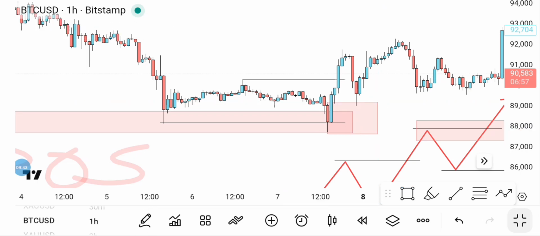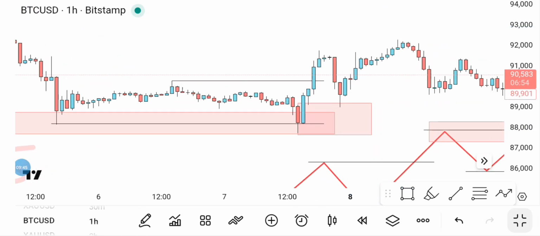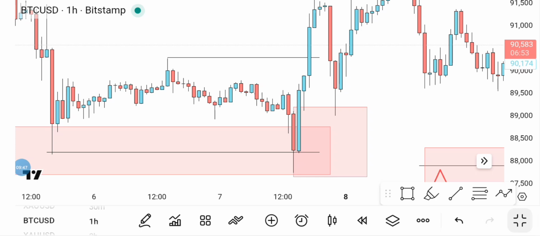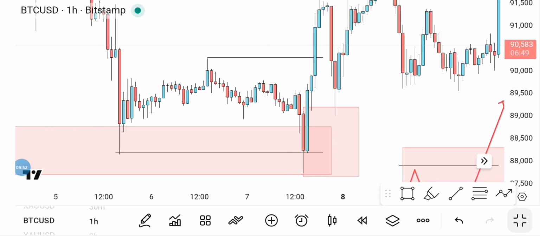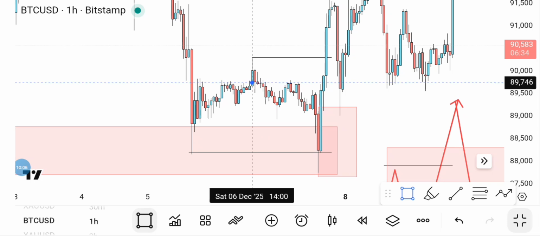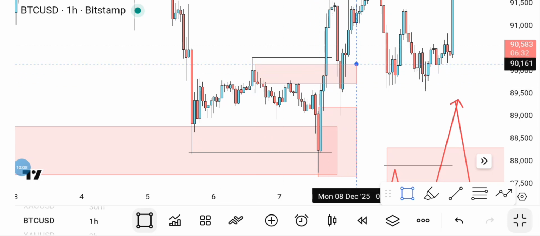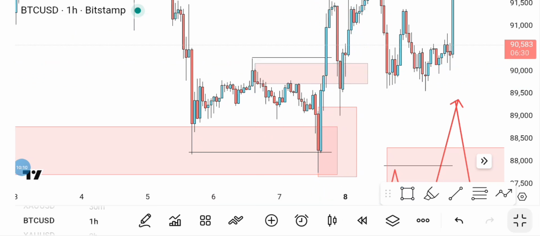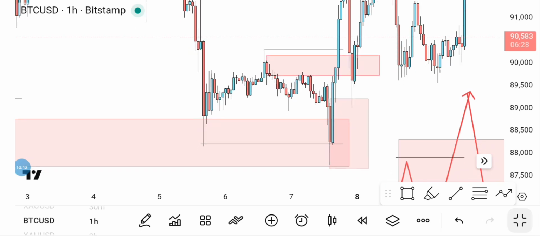Now, if you are working with supply and demand, we can see that this is a bullish engulfing candle. Good. And if you are working with SMC, we have a mitigation block here as well. So I'll give the explanation of that as well.